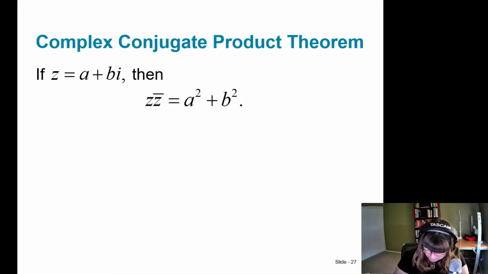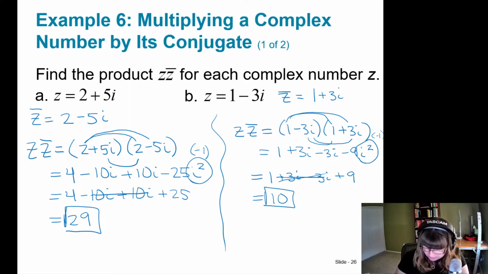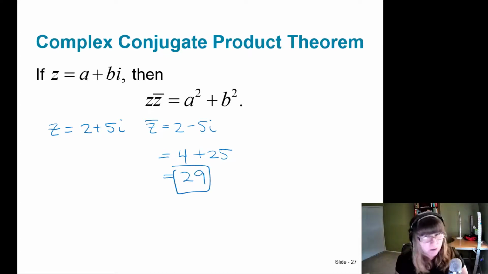So I'm going to go ahead and grab the 2 plus 5i. Let's try this out. Z equals 2 plus 5i. The conjugate of z is 2 minus 5i. And if this works, we should get 29, right? We got 29 doing it the long way. We should get 29 here. A is 2, and therefore a squared is 4. B is 5, and therefore b squared is 25. And 4 plus 25 is 29, and yes, yay, we have a shortcut we can use. Nice. Really, really nice.